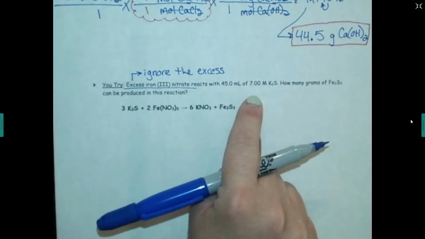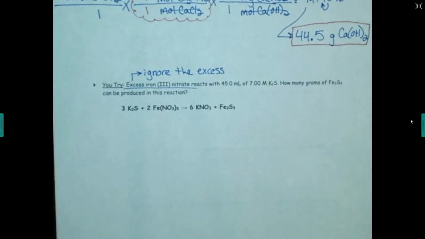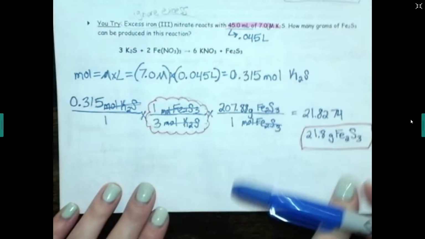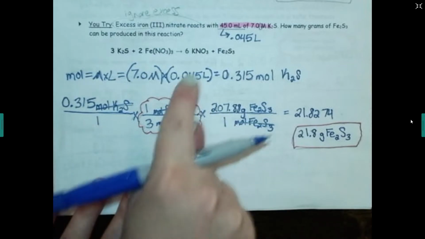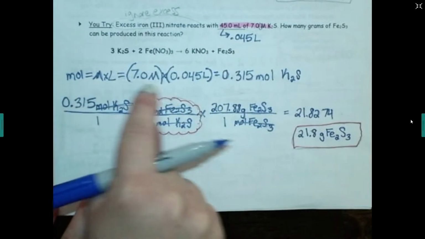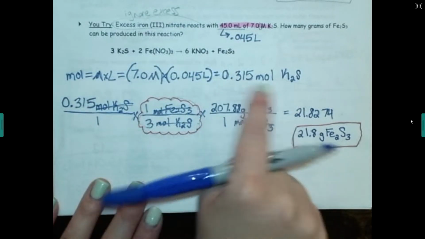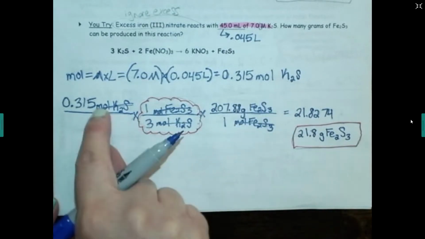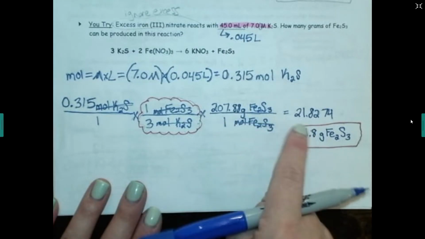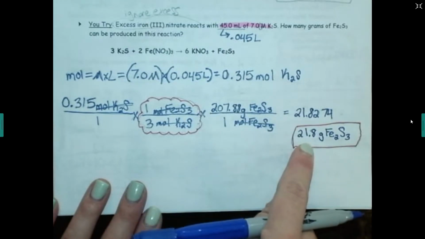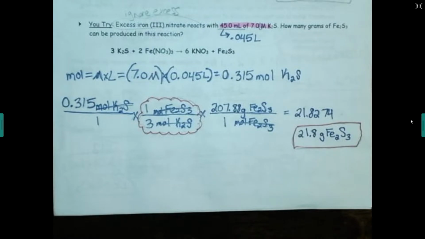Okay, so solve this problem the same way you did that. Go ahead and pause the video to do that. Okay, hopefully you paused the video. This is what I got from my U-try. First thing you have to do is convert that to liters. And then you're going to figure out how many moles of K2S you have. Take those moles of K2S, go to moles of Fe2S3, and then go to grams of Fe2S3. And I got 21.8 grams, okay?